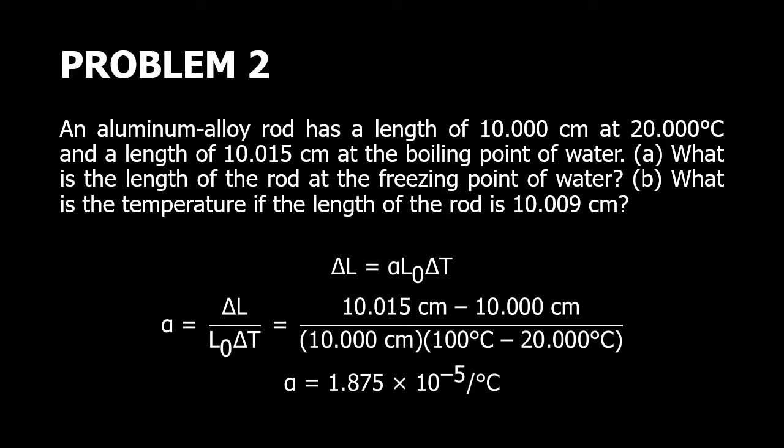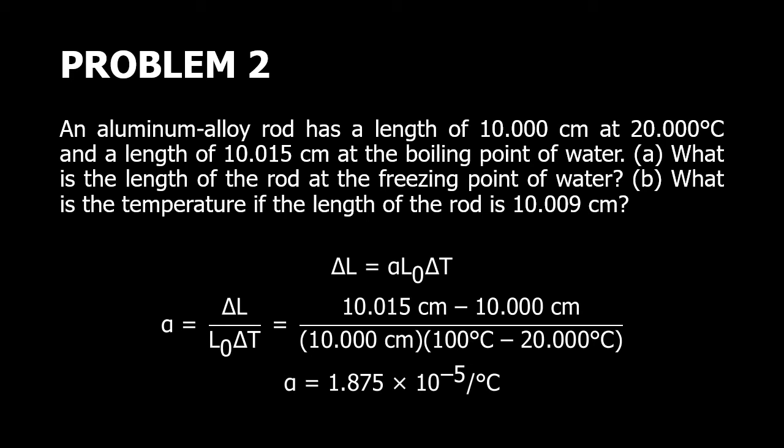So we have the formula here, delta L equals alpha L0 delta T. So we need to find what is alpha. So we derive that alpha equals delta L over L0 delta T. Recall that delta T is the change in temperature and delta L is the change in length.